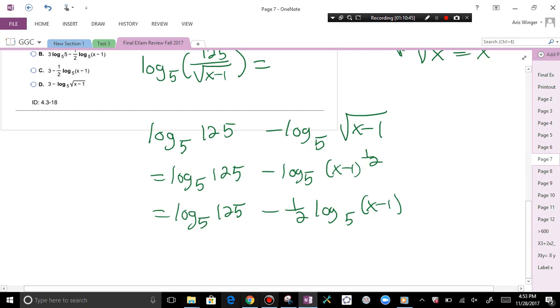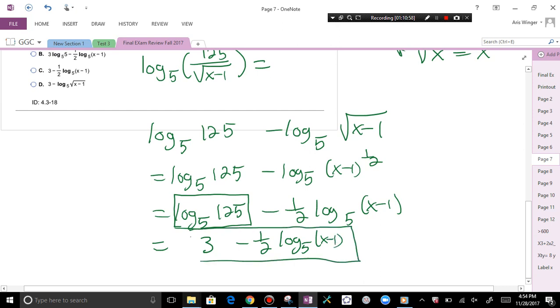Okay. And then I'll make one final remark about this. The log is just the power. The power you raise 5 to get 125 is 3. C. So division turns into subtraction. Bring all the powers in front. Reduce.